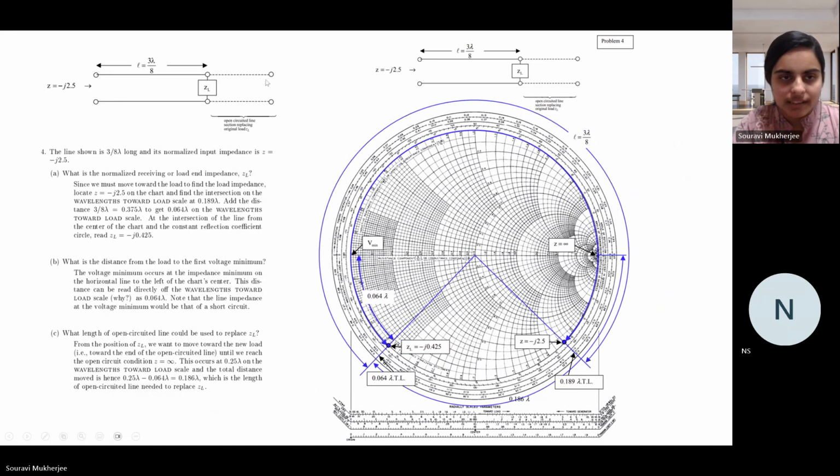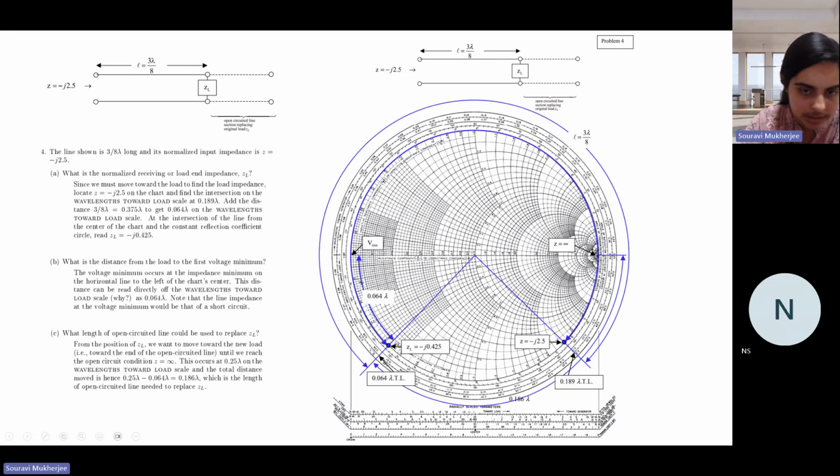This is another problem which says that now your length is specified, you know what the Z in looks like at this end, right? So the line is 3/8 lambda long and its normalized input impedance is given to you. What is the normalized receiving or load end impedance? So it's the other way around now, right? Now we have to move towards the load. Initially in other questions we were moving towards the generator. Now we have to move towards the load.